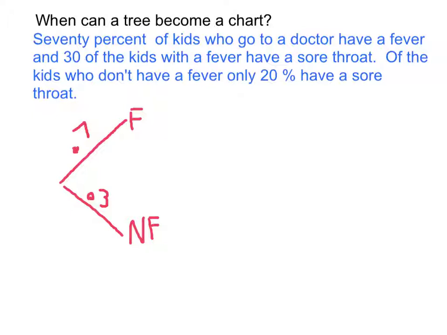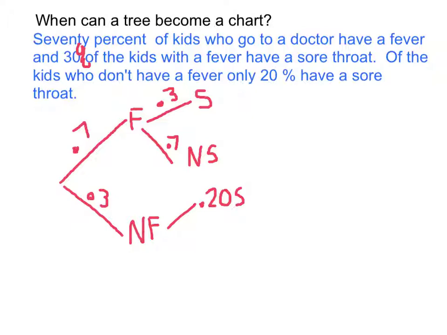Now it says 70% of kids who go to a doctor have a fever, and 30% of the kids with a fever have a sore throat. So that means 70% of the kids with a fever don't have a sore throat. Of the kids who don't have a fever, 20% have a sore throat, and that means 80% of those kids don't.